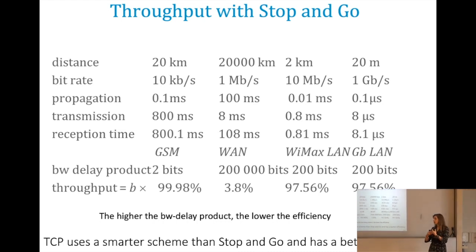And so if the propagation time, if the latency of the channel is quite big, we will not really notice it because it already takes so much time to transmit the data. But if you have higher bit rates, then you need to use smarter protocols. So in TCP, we use smarter schemes than this.